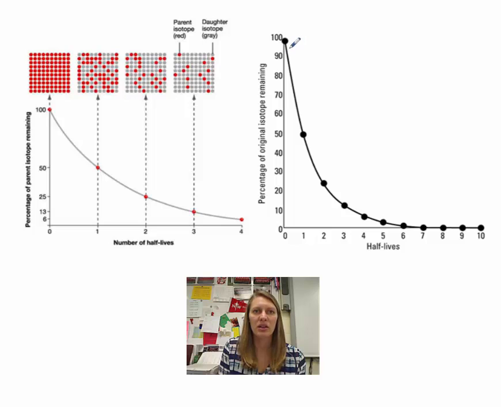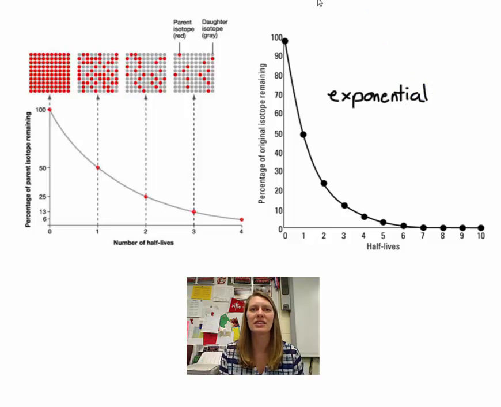This graph I really like because this one shows our percentage of original isotope. And when we look at the percentage, we see a nice curve here. And what kind of decay this is actually called is exponential decay. And exponential decay is different than linear decay. Linear decay would be a line that's just going straight down the graph. But with exponential decay, you have a fast decline and then it gradually tapers out. So you have more of that curve to the graph.